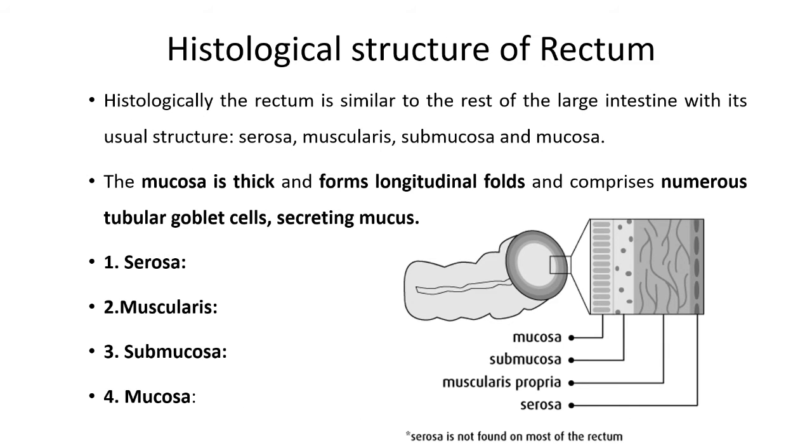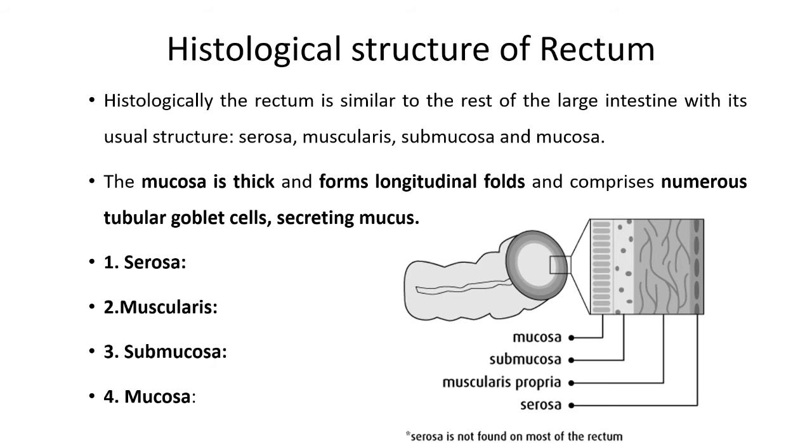Now, what is the histological structure of rectum? As I said, the rectum is histologically divided into four layers, that is serosa, muscularis, submucosa, and mucosa. So serosa is the outermost layer, muscularis the second layer of rectum, then submucosa and mucosa. This figure shows four distinct layers of rectum.